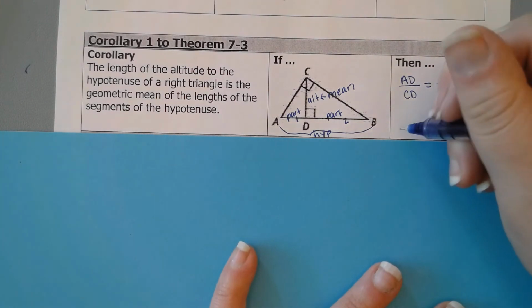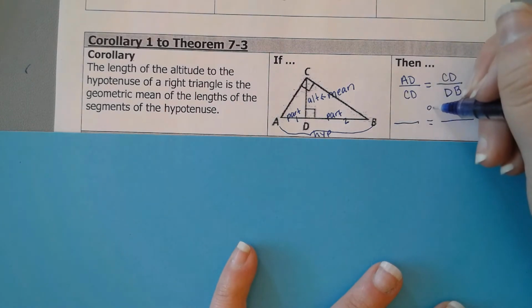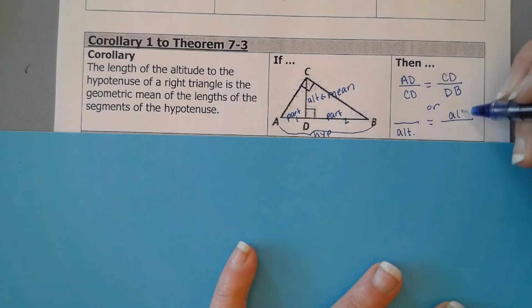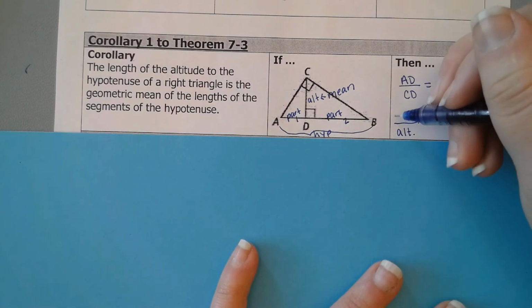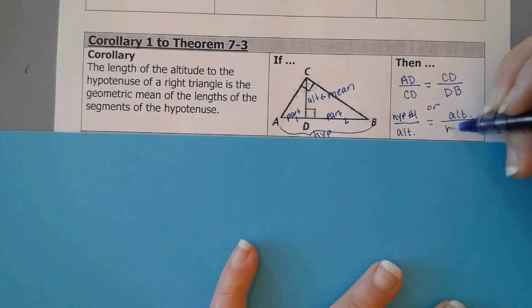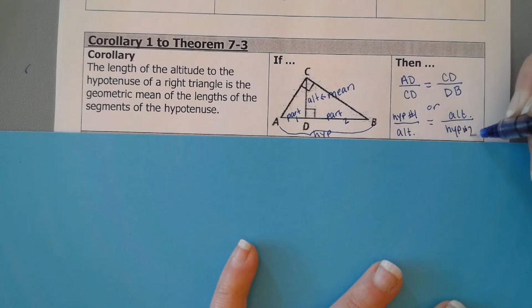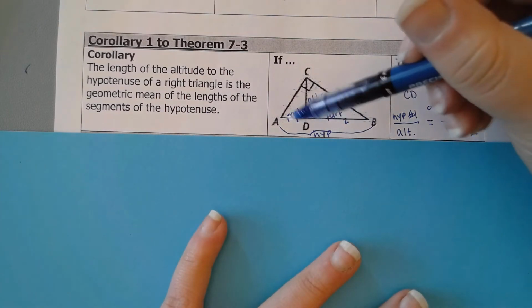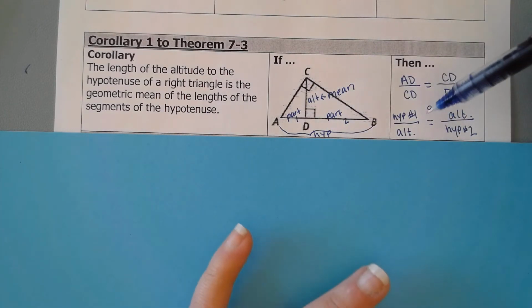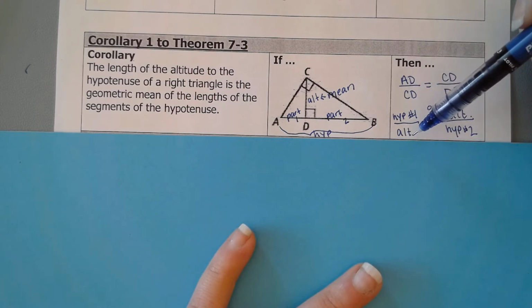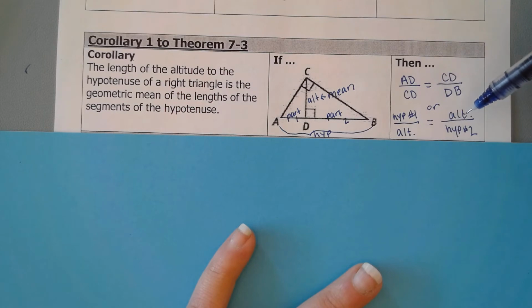If you'd like to think about this in words instead, think about that the altitude is the geometric mean to the first hypotenuse part and the second hypotenuse part. And that's because they're similar. Because all the triangles in here are similar, these are the parts that are matching up. The first hypotenuse part is corresponding to the altitude of the large triangle. The altitude is corresponding to the hypotenuse part two.